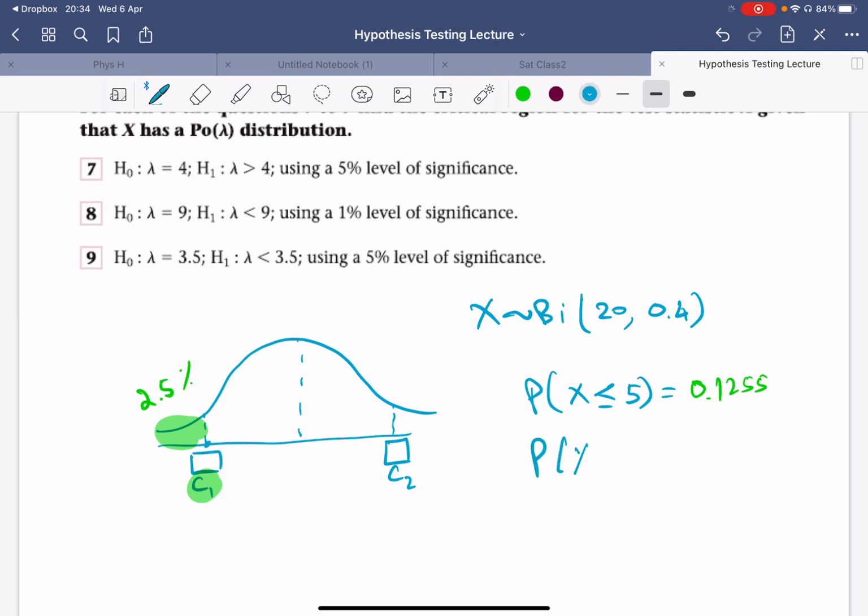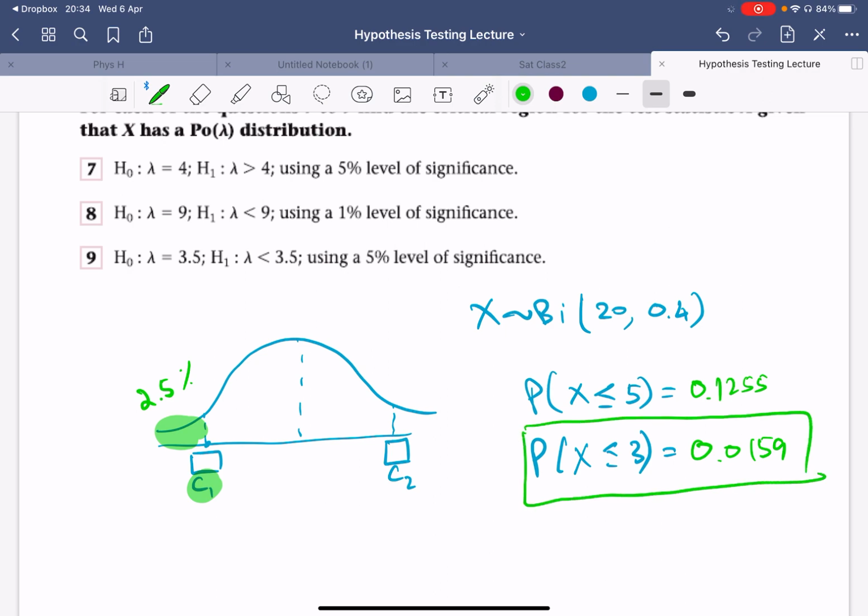Let's try X less than or equal to 3. Putting in 3, I got 0.0159. This makes sense, right? If you check 4, it is about 5%, but 3 works. So I know that this has to be 3. My conclusion is C1 is less than or equal to 3. This is my critical region on the left side.